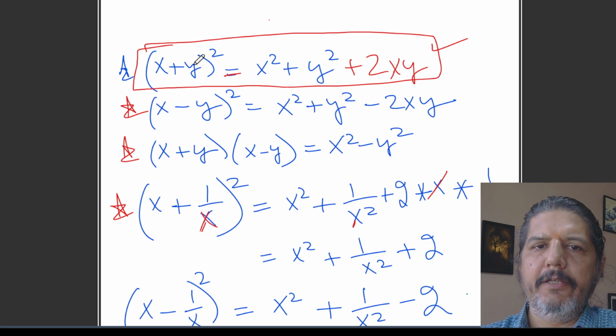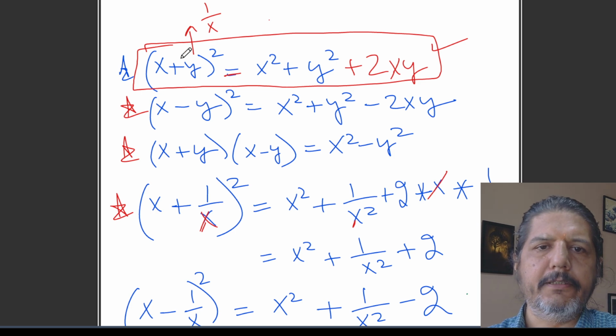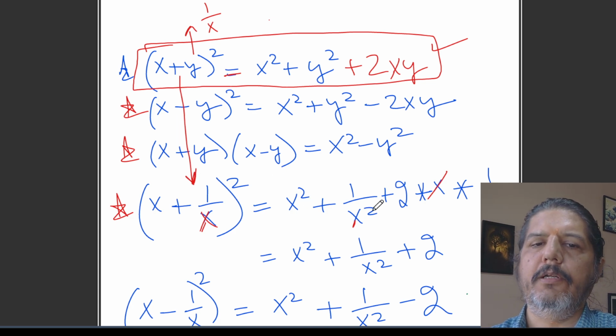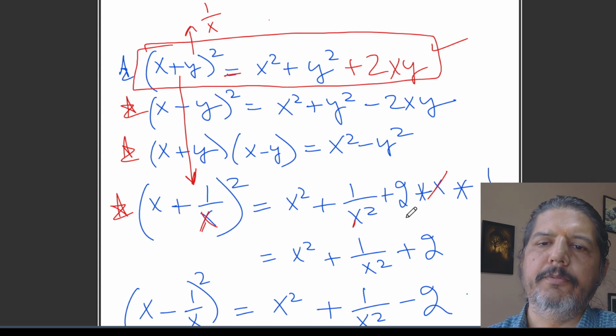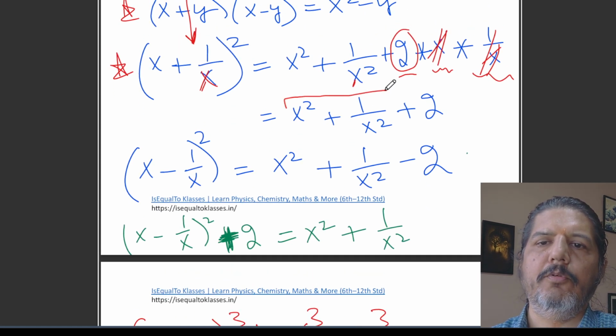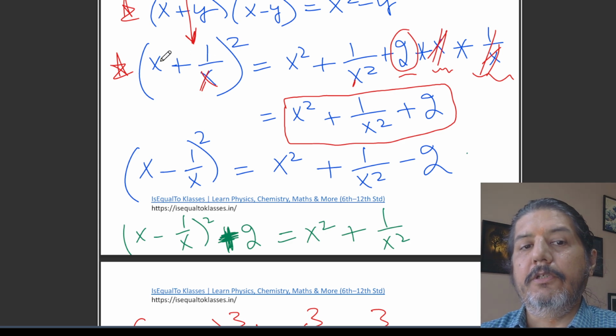Now just replace this y by 1 upon x. So the expansion will become: x plus 1 upon x whole square is equal to x square plus 1 upon x square, and this is where the strange thing happens. This is 2 multiplied by x multiplied by 1 by x. This term and this term cancel. We are left with 2 only. So x plus 1 upon x whole square would be equal to x square plus 1 upon x square plus 2. This is the expansion that we'll be using.